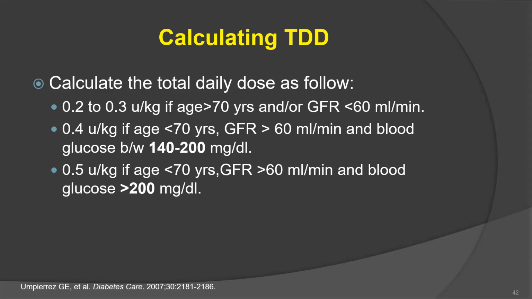0.4 unit per kg can be taken if the age is less than 70 years, the GFR is more than 60 ml per minute, and the blood glucose is between 140 and 200. But a tighter control can be achieved by using 0.5 unit per kg if the age is less than 70 years, GFR is good, that is more than 60, and the blood glucose is high, that is more than 200.